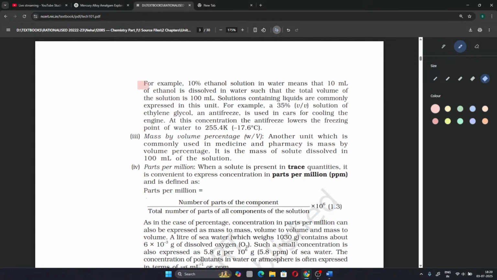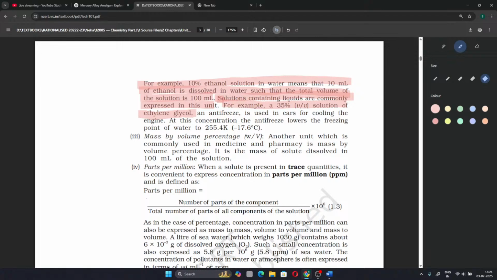For example, a 10% ethanol solution in water means that 10 ml of ethanol is dissolved in water such that the total volume is 100 ml. Basically, 90 ml of water is used. Solutions containing liquids are commonly expressed in this unit. For example, a 35% volume by volume solution of ethylene glycol.